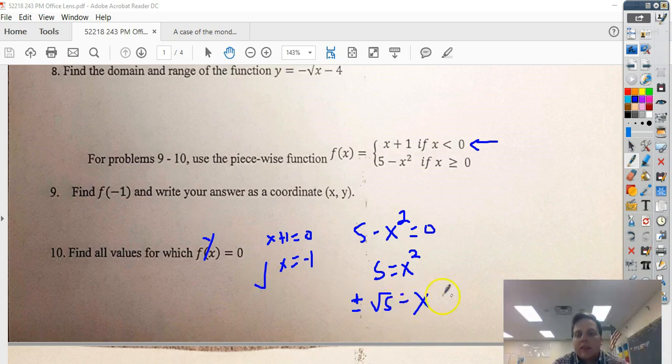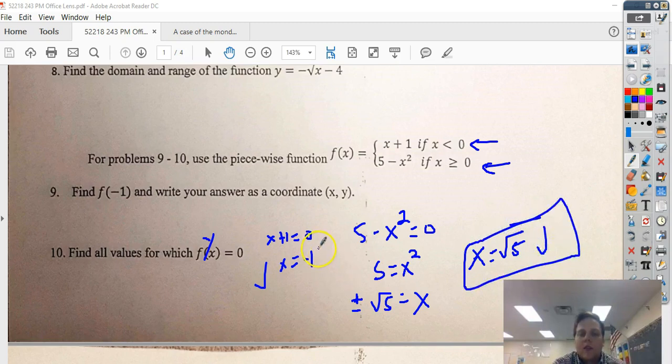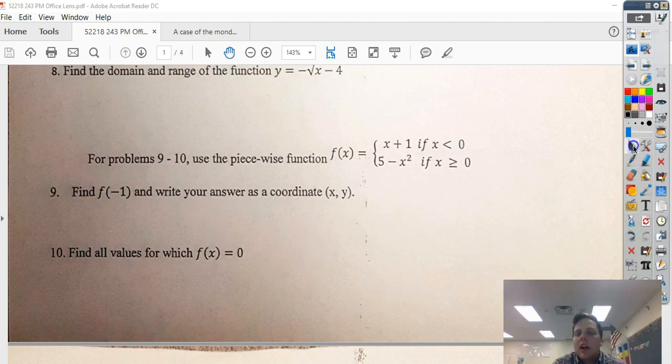Alright, let's go to these 2 answers for this piece right here. Alright, to use this piece, x must be greater than or equal to 0. Well, a positive square root of 5 is definitely greater than 0. But is a negative square root of 5 greater than 0? No. So the only answer that you can get out of this is x equals square root of 5. And there you go. That's the work. So these are the two places where y is going to equal 0. That means these are the two places where it's going to cross the x-axis. Okay? Moving on to our next problem.